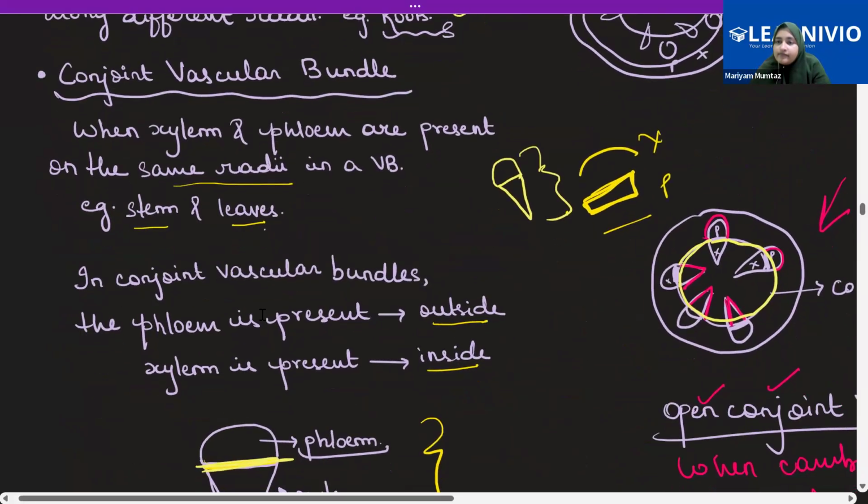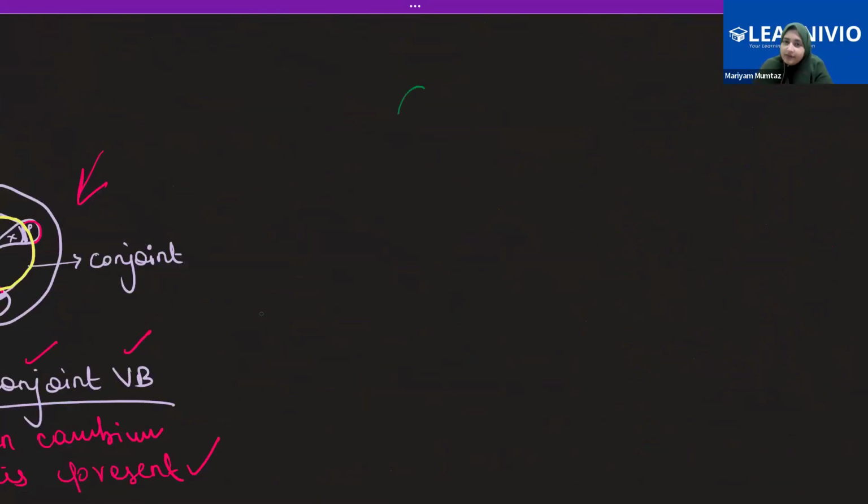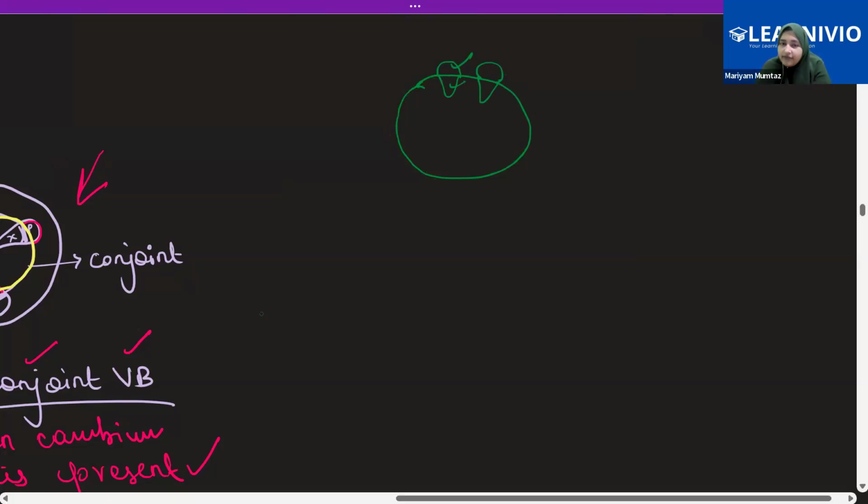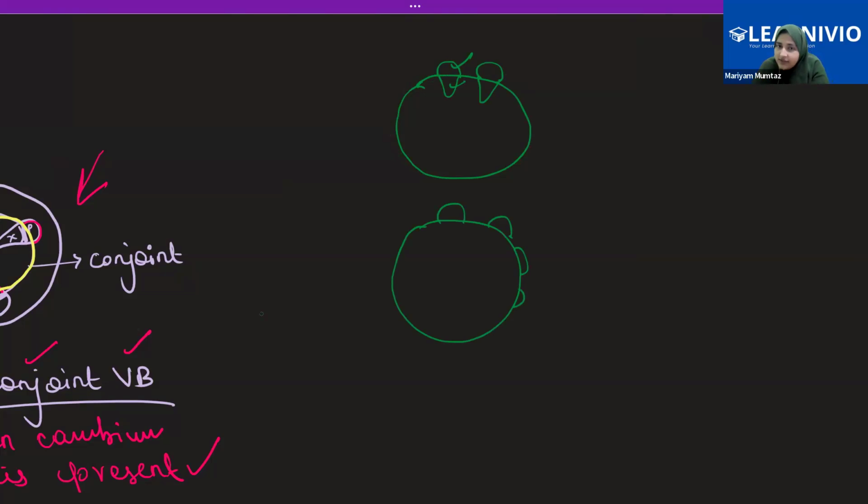Ma'am, what do you mean by the same radii? Radii meaning, for example, if this is the cell of the plant, and in that, this is the xylem and this is the phloem, then your xylem and phloem are present on the same radius. Radii is the plural of radius. Then, if this one layer has only xylem, xylem, xylem, and inside you have only phloem, phloem, phloem, you have two different radii. So we call this kind the radial vascular bundle. Understood? Yeah.